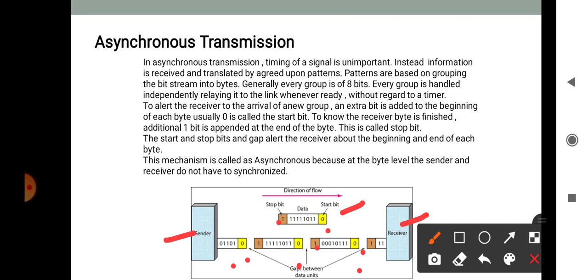At the byte level the sender and receiver do not have to be synchronized, but within each byte the receiver must still be synchronized with the incoming bit stream. Some synchronization is required, but only for the duration of a single byte, and the receiving device resynchronizes at the onset of each new byte. So this is asynchronous transmission.